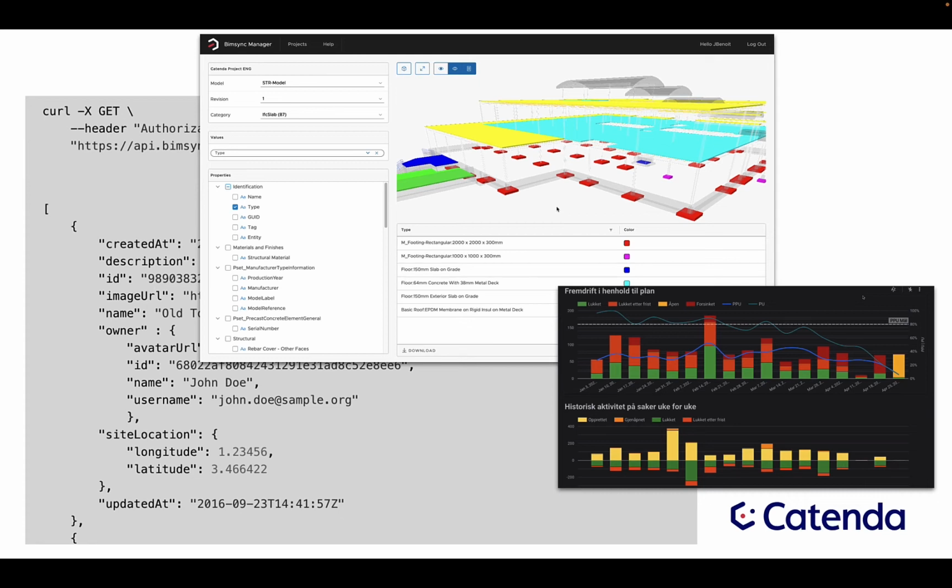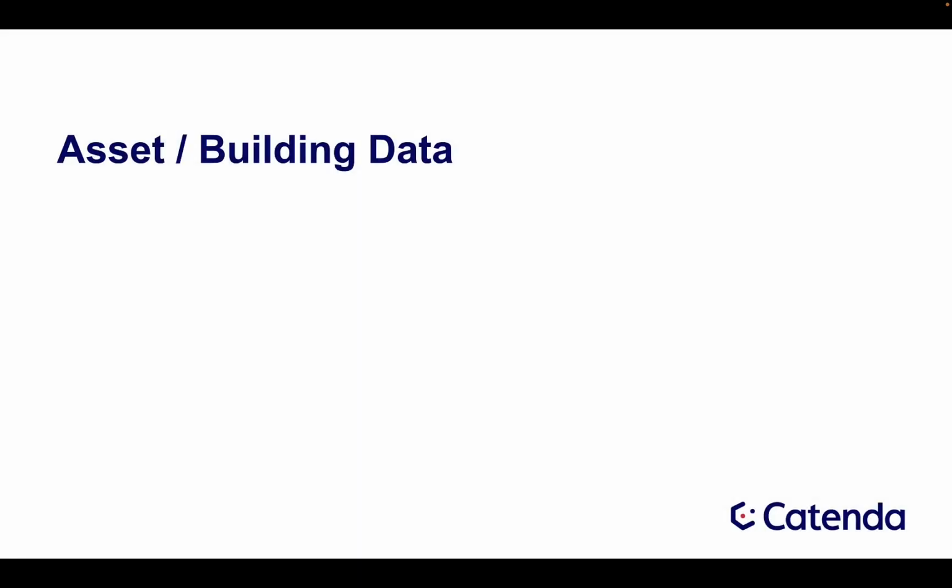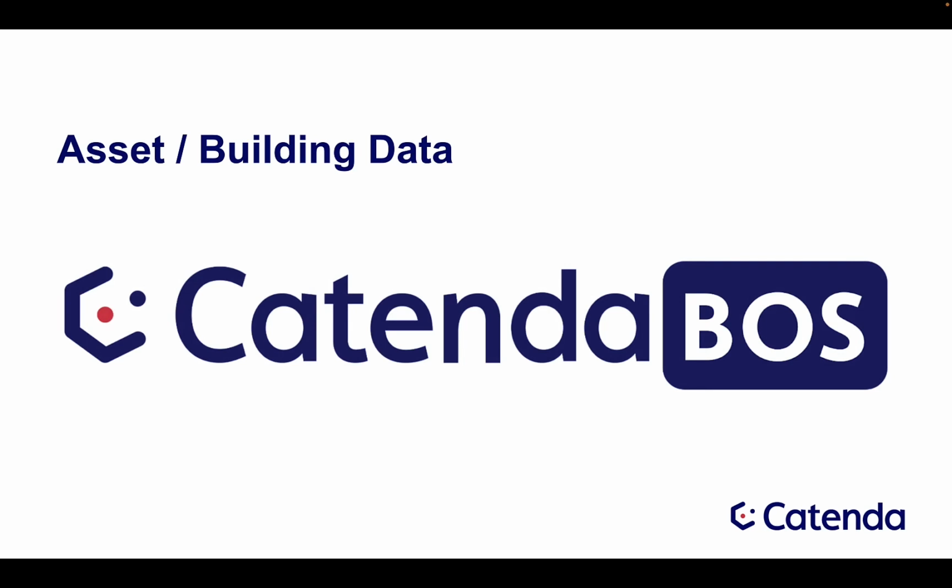All of this is about the project during design and construction. But we have a new value proposition for you after the project has been built and after the handover. We have in our portfolio a new tool that will allow you to deal with your asset and building data in different ways. This is called Catenda BOS, or Catenda for BOS. I won't go into all the details. I've done a webinar previously about this tool specifically.